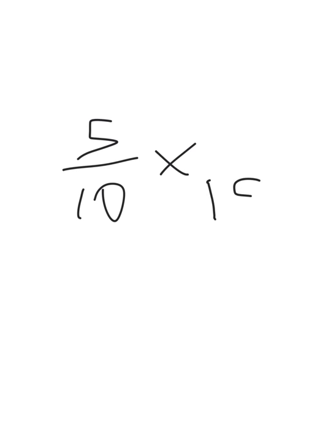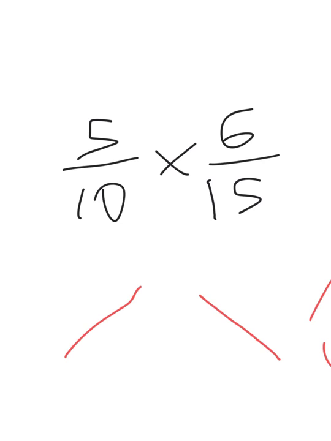I'm going to come up with a problem out of my head, okay? 5 over 10 times 6 over 15. When you multiply, you can simplify not just top to bottom, but also diagonal, this way or that way, and of course top to bottom. So, tell me what you think you can simplify here. 10 and 6. Okay, let's do 10 and 6.